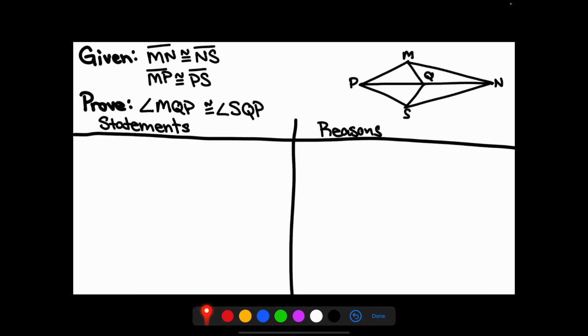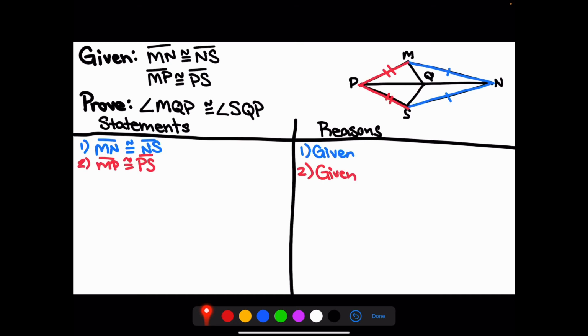All right. Next, MN is congruent to NS, and MP is congruent to PS. We want to prove that angle MQP is congruent to angle SQP. So to get started, we're going to go ahead and write out our givens, and we can already see that we have 2 sides. So let's go ahead and prove that the 2 triangles, triangle PMN and triangle PSN, are congruent. To do that, we just need one more side, such as PN.